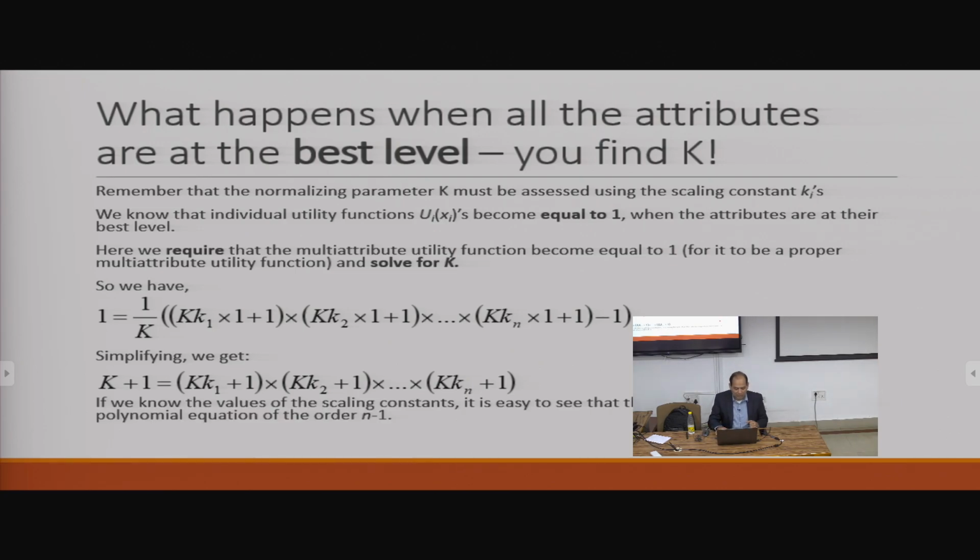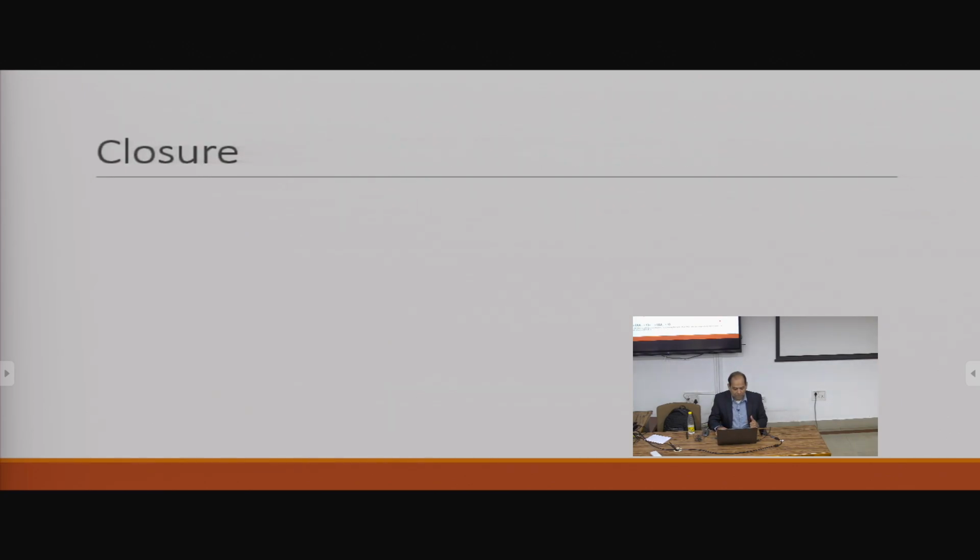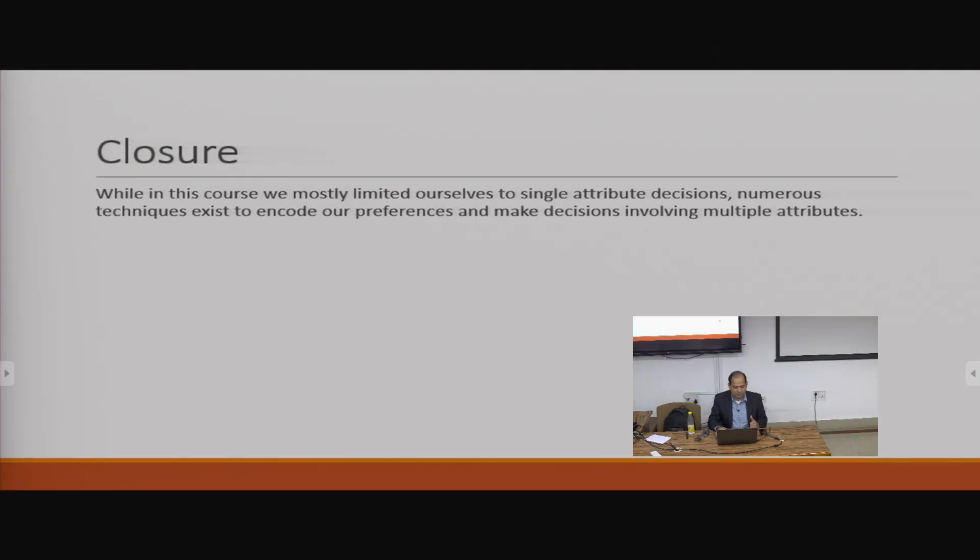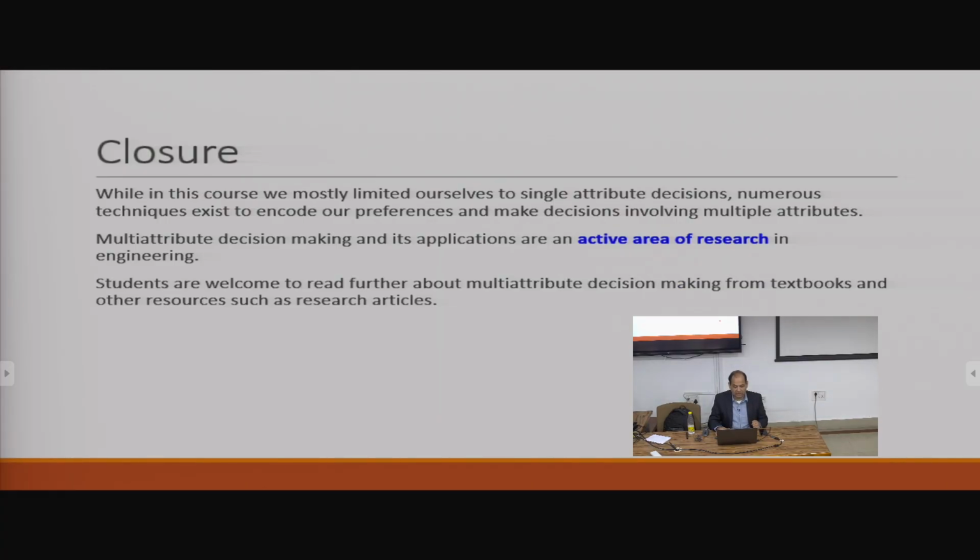Okay, pretty easy stuff. So we mostly limited ourselves to single attribute decisions. Numerous techniques exist to encode our preferences and make decisions involving multiple attributes. Some of them we discussed already. It's an active area of research. I still keep working in this area, and students are welcome to read further about multi-attribute decision making from textbooks and other resources. So at the end of the lectures, I'll go over a case study that integrates all these things. I just want to give you a brief overview.